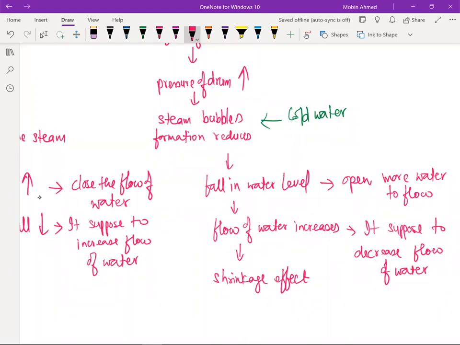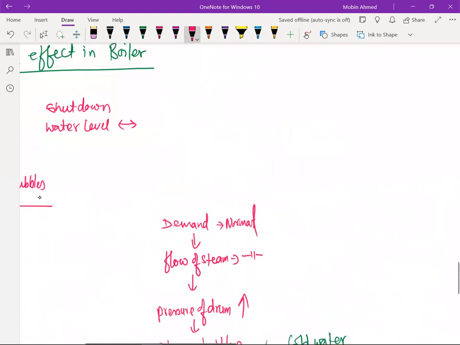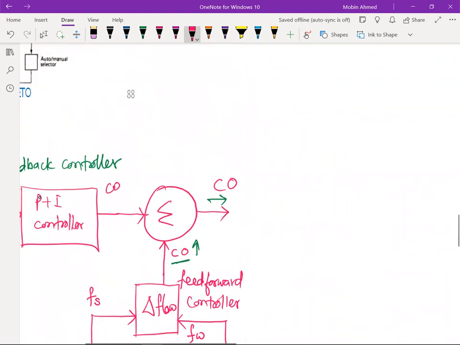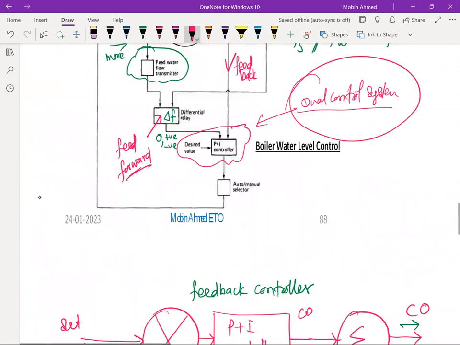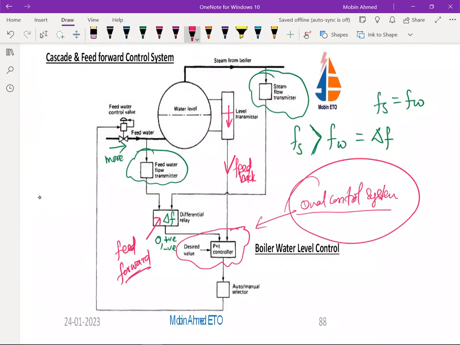Now, who is going to step in here? Again, there will be a disturbance. Disturbance means there is now the steam. The flow of steam is now less than the flow of water because it is getting a feedback. The PI controller is trying to open more water level, whereas steam flow is reduced. Already it has come to normal.